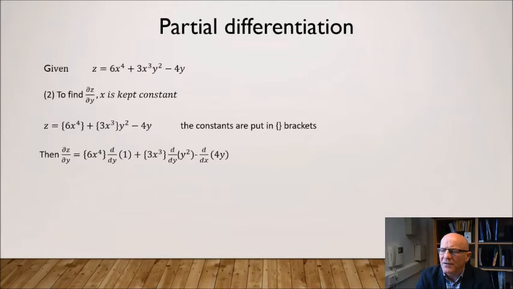constant} d/dy of y squared minus d/dy of 4y. ∂z/∂y equals 0 plus 3x cubed times 2y minus 4. Hence ∂z/∂y equals 6x cubed y minus 4.